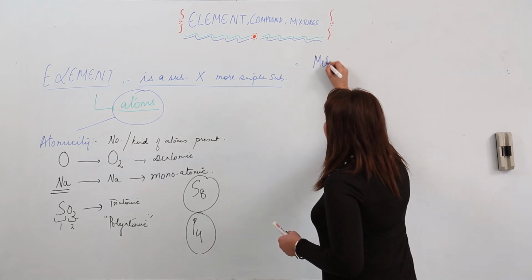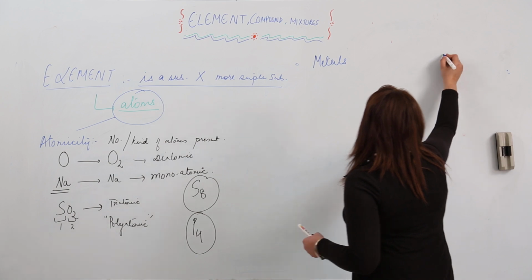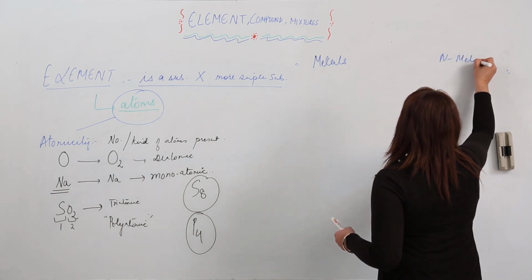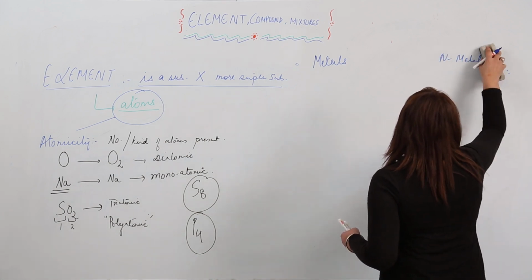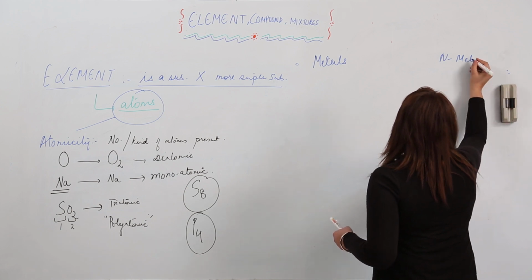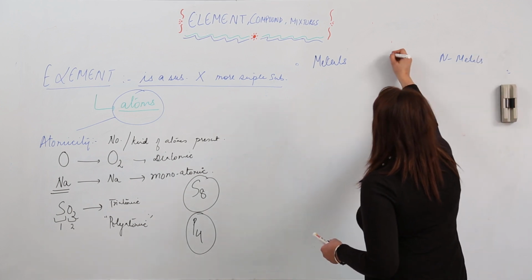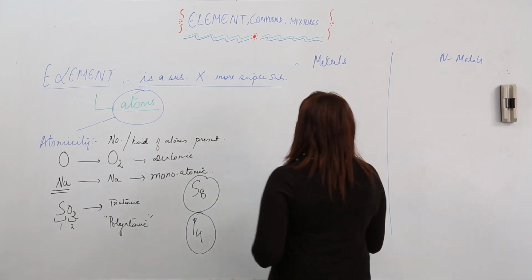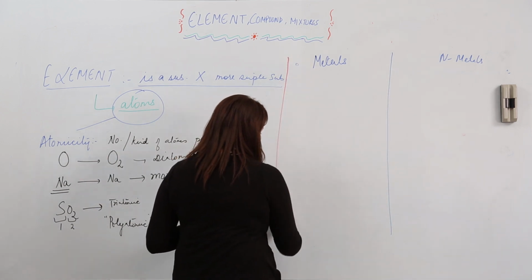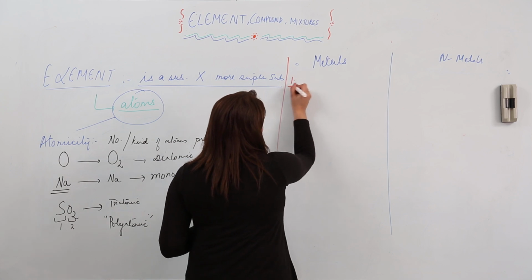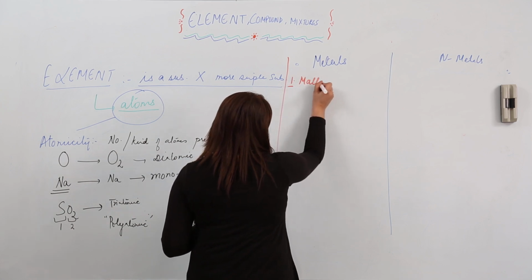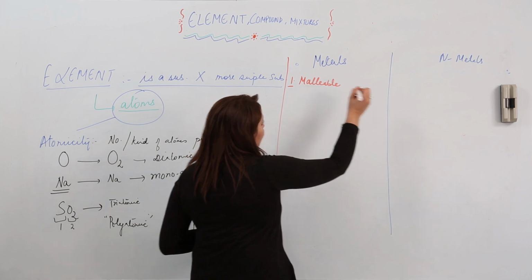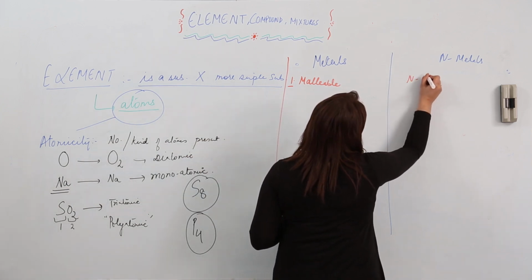So I am just considering the metals and the non-metals first. We will be taking metalloids and the noble gases after we finish this difference in the characteristics of metals and non-metals, right? So metals are actually malleable. Non-metals are non-malleable.